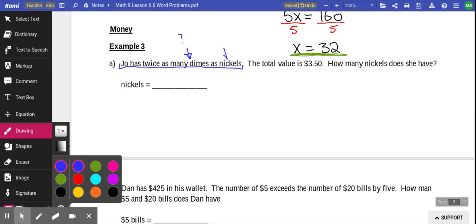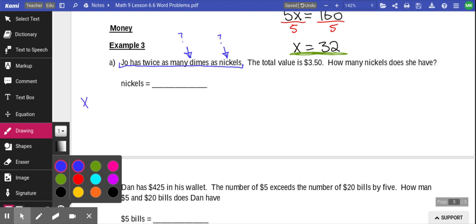And how many nickels does she have? In this case, we don't know, right? So what we have to say is that x is the number of dimes and y is the number of nickels. Not the value of them, but how many she has.